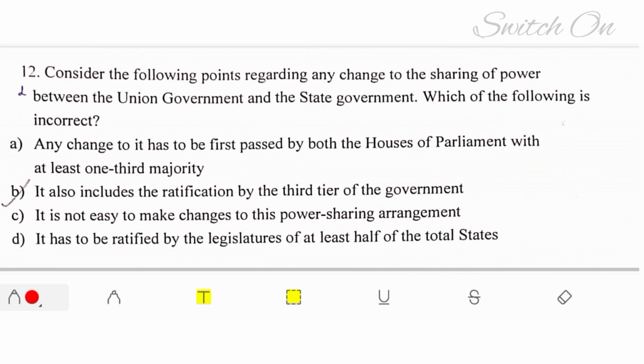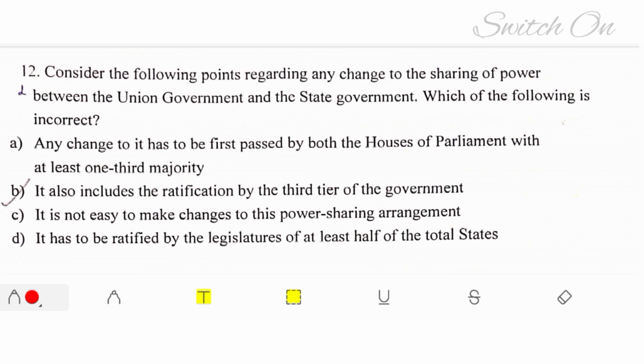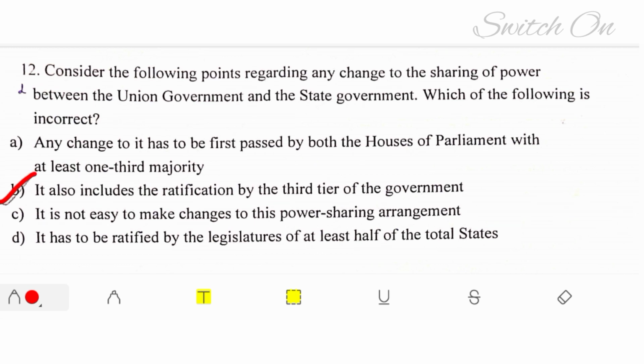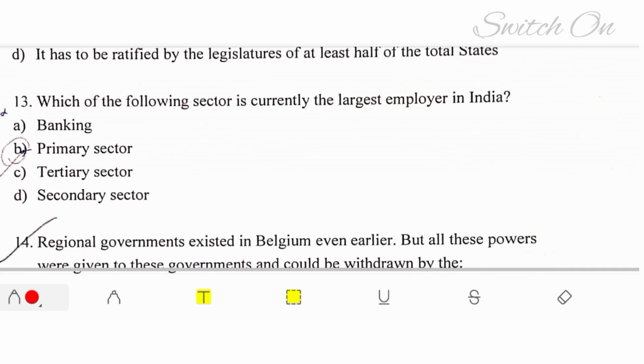Now, 12th question. Consider the following points regarding any change to the sharing of power between the union government and the state government. Which of the following is incorrect? Any change, it has to be first passed to both the House of Parliament, and that is true. It includes the ratification of the third tier of government is wrong. So that is the answer, because they have told us to choose the incorrect one.